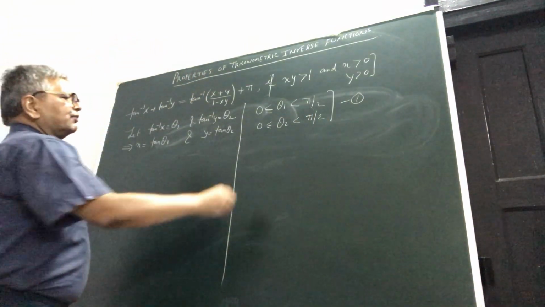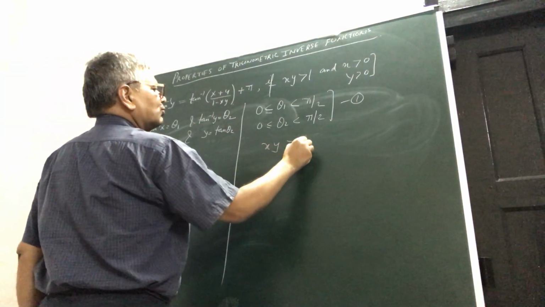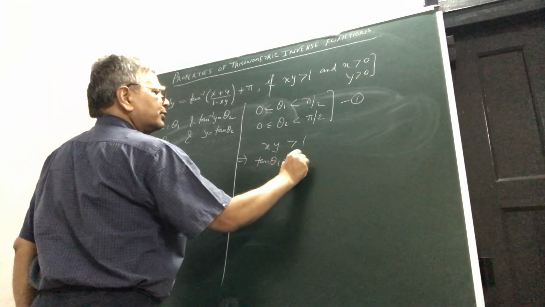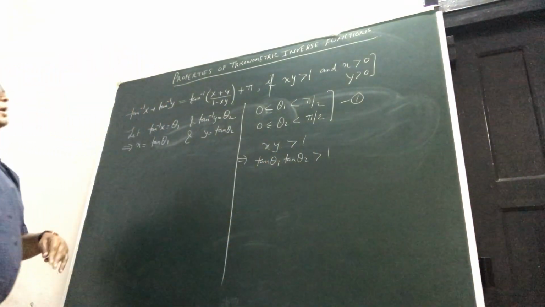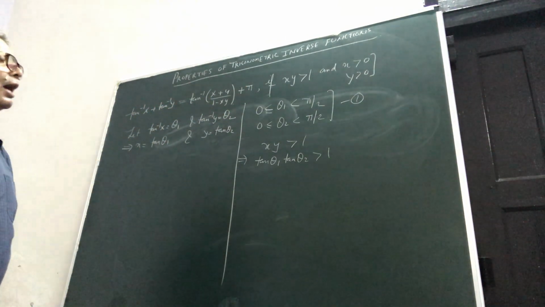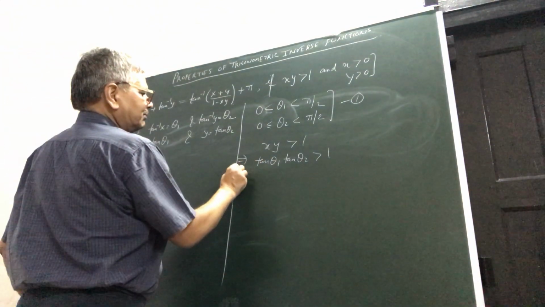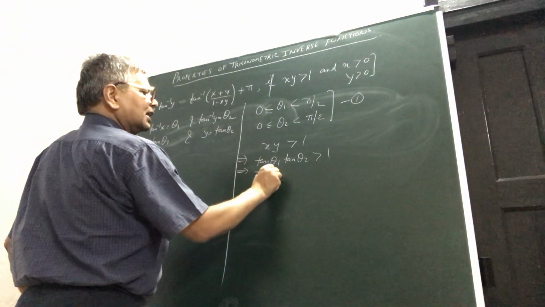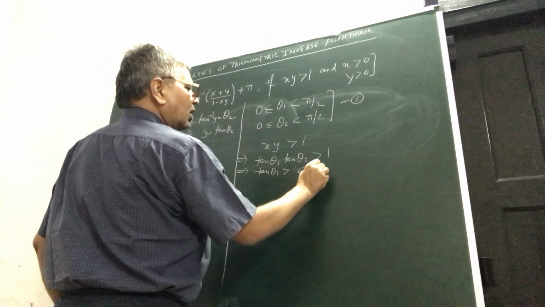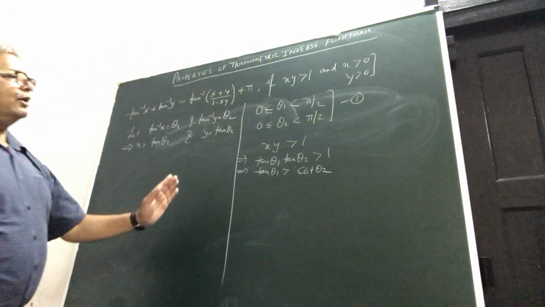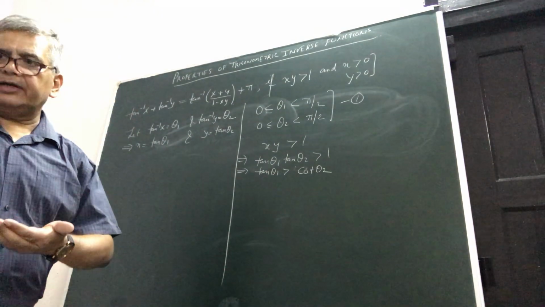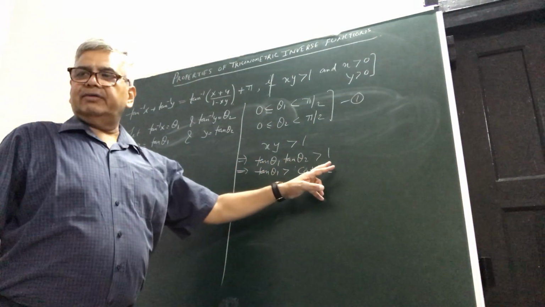Now come to, if xy is greater than 1, what does it imply? This implies that tangent theta 1 into tangent theta 2 is greater than 1. Please see, this is the additional condition which has been given to you. Now see, what does this imply? This implies that tangent theta 1 is greater than 1 upon tangent theta 2, that is cot theta 2. Mind it, what we are doing: we are dividing both sides by tangent theta 2, and tangent theta 2 being positive, it will not affect our inequality.